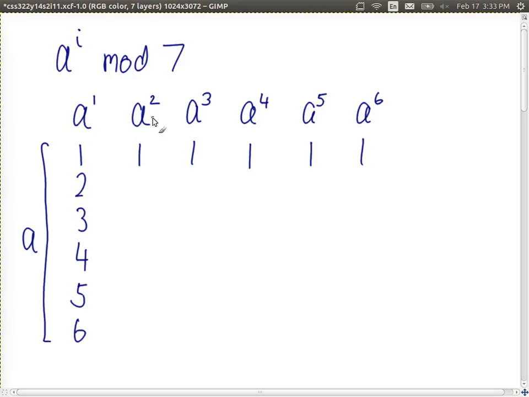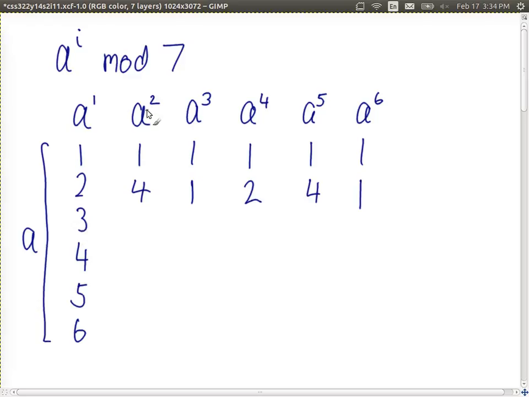2 squared mod 7? 4. 2 to the power of 3 mod 7, so 8 mod 7. 2 to the power of 4 mod 7, 16 mod 7. 2 to the power of 5, 32 mod 7. 2 to the power of 6 mod 7 should be 1. If you see some pattern, it is 1.